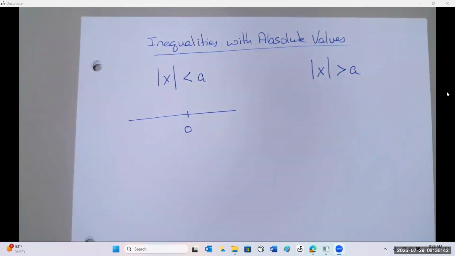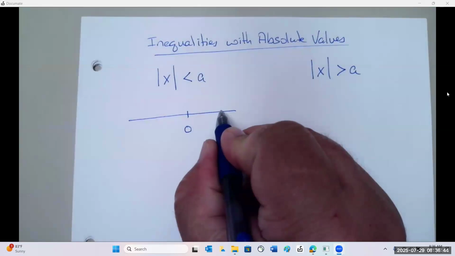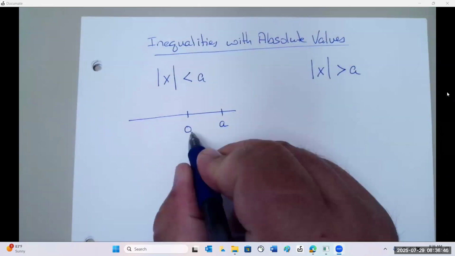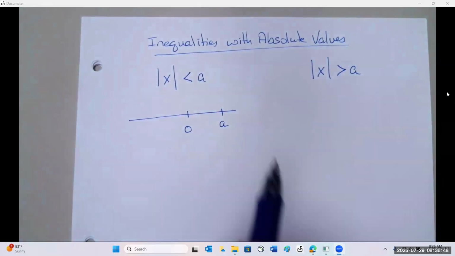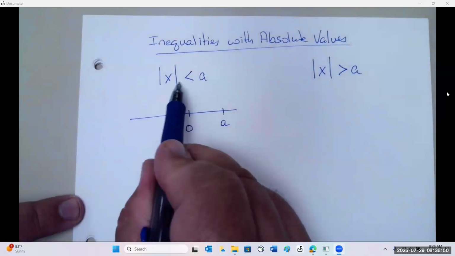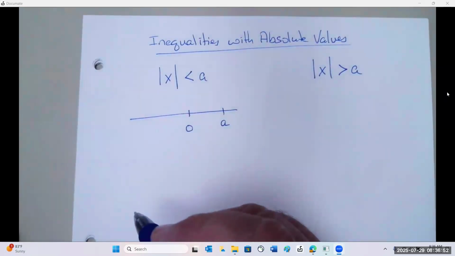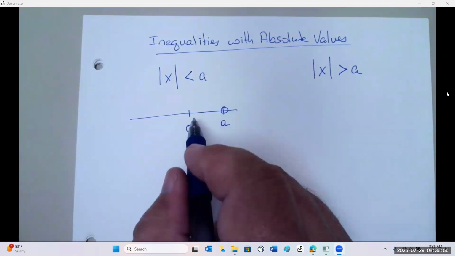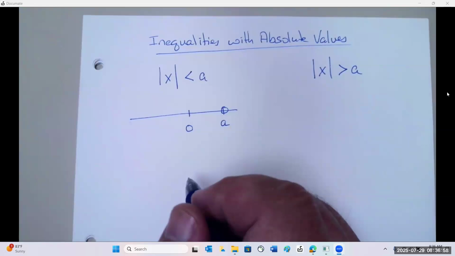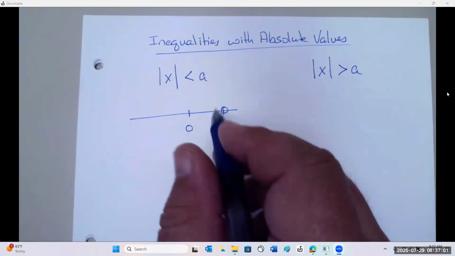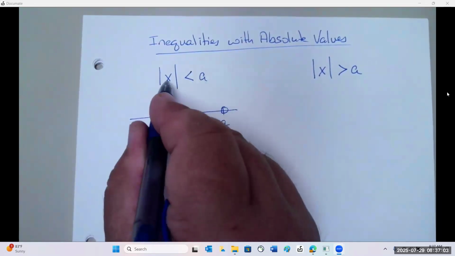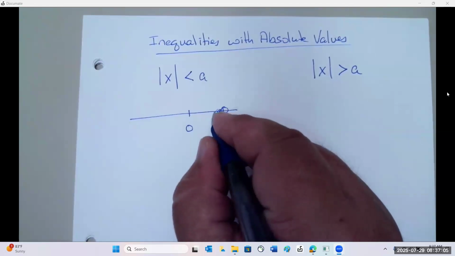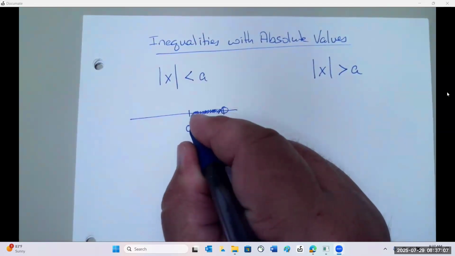Remember, it's how far a is from 0. Here is a, and there's 0. What does this statement tell me? I start at a. Am I going towards 0 or away from 0? Towards it, because x is less than a. So if it's less than a, it's got to be greater than 0.